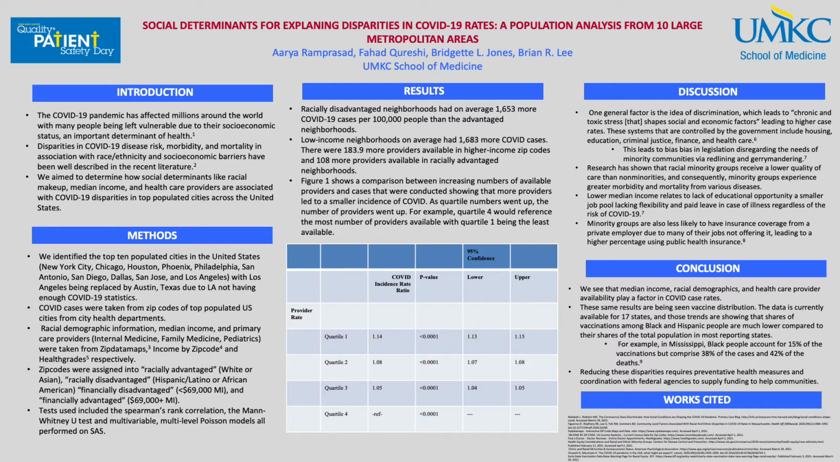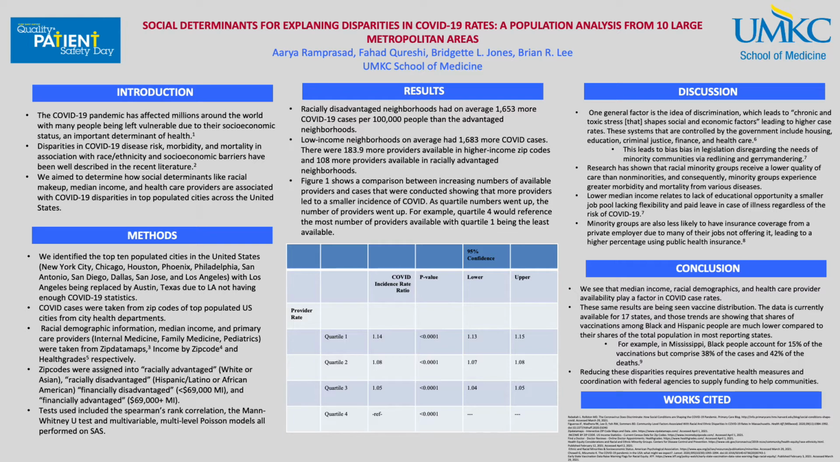Figure 1 shows a comparison between increasing numbers of available providers and cases that were conducted, showing that more providers led to a smaller incidence of COVID. So as our quartile numbers went up, the number of providers went up. For example, our quartile 4 was our reference, which meant the most number of providers. So as you can see in the table below, as the quartiles go up, the COVID incidence ratio goes down. So higher rates of providers, such as quartile 3 or 4, led to a smaller incidence rate of COVID.